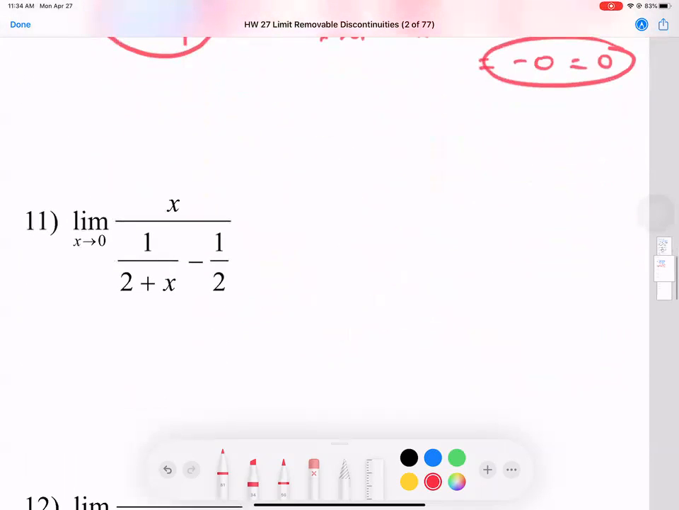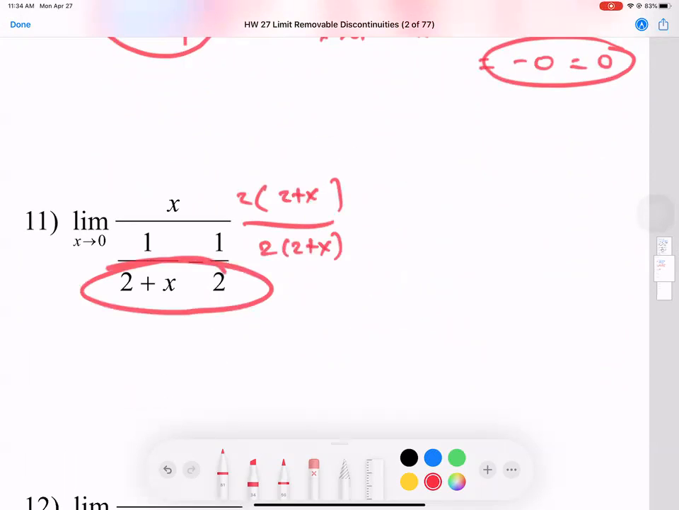This one here, I'll just tell you guys what my common denominator is. It's going to be 2 plus x, and 2 plus x. And the reason why I'm doing this is because I want to get rid of the whole fraction. And from Algebra 2, you practiced that.